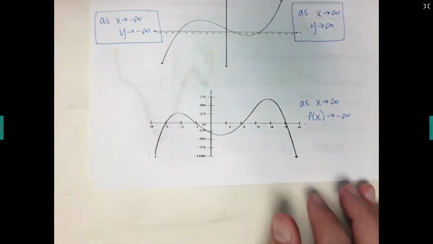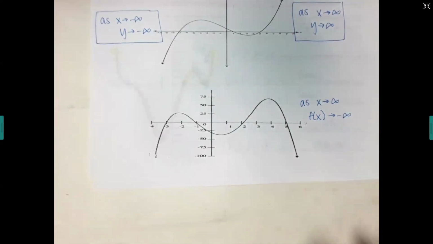Now, y and f of x are used interchangeably on your homework. So if it's a y versus an f of x, there's no difference there. They're the same. Okay? But what this means is the right end is pointed down. Okay, now write the other side. What would I change?